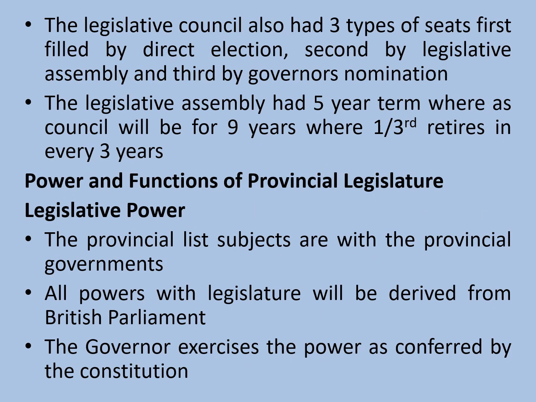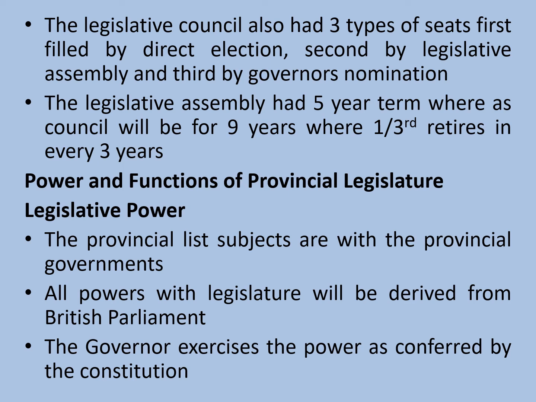The Legislative Council had 3 types of seats. First, to be filled by direct election, second by the Legislative Assembly, and third by the governor's nominations. The Legislative Assembly had a term of 5 years, whereas the Council would be for 9 years, and in these 9 years, one-third retires every 3 years. That was the pattern which they followed to fill the Council.